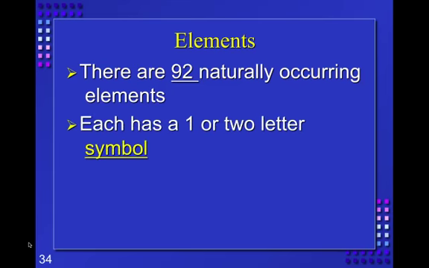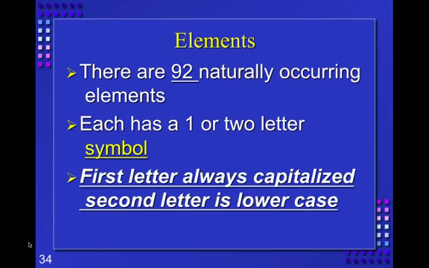Each element has a 1 or 2 letter symbol. You may see some at the end that have a 3-letter symbol, but those are just Greek or Latin letters for the atomic number. That's because they have yet to decide on a name for those. In the symbol, the first letter is always capitalized, the second letter is always lowercase.